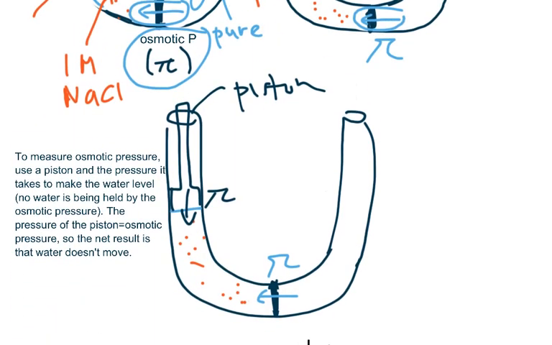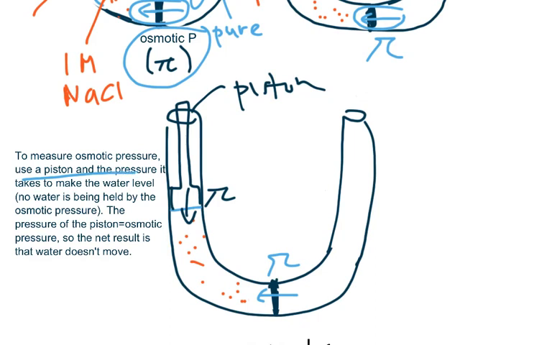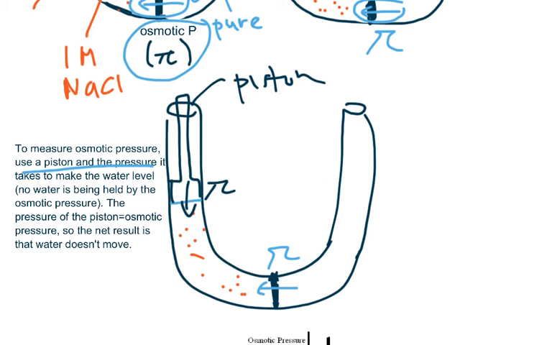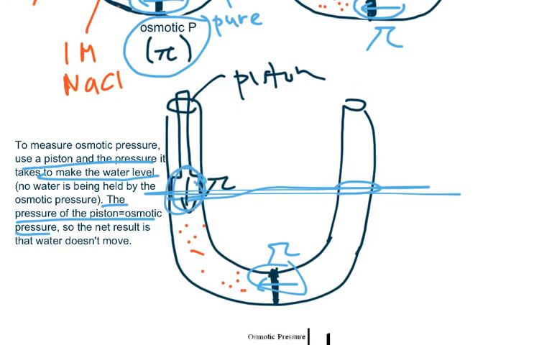Now, how do we measure osmotic pressure? Well, once we get this happening where the water is pushed up, we want to have a piston, and the piston will push down on the water that's leveled upwards and make the water level again. The pressure that this piston exerts to cause the water to be level once again is equal to the osmotic pressure, since they cancel out and you're left with level water. Since if the two pressures are equal, they will cancel out and there will be no net movement of water, hence why it is level.